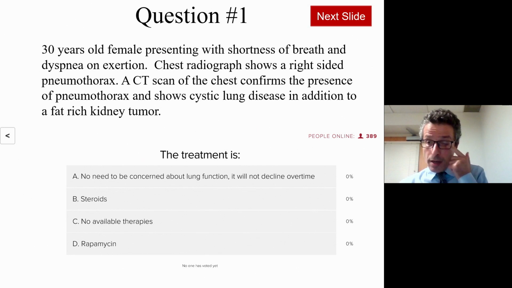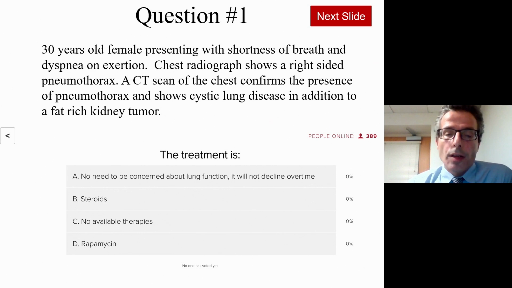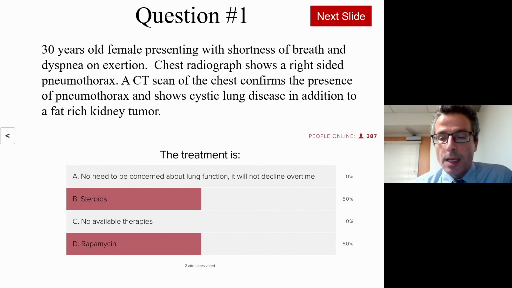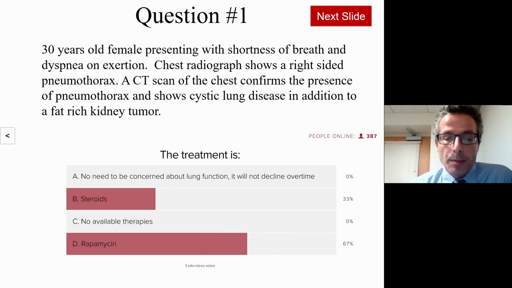So question 1, a 30-year-old female presenting with shortness of breath and dyspnea on exertion. The chest x-ray shows a right-sided pneumothorax. A CT scan of the chest confirms the presence of the pneumothorax and shows cystic lung disease, in addition to a fat-rich kidney tumor. A: the treatment is no need to be concerned about lung function, it will not decline over time. B: steroids. C: no available therapy. And D: it's rapamycin.